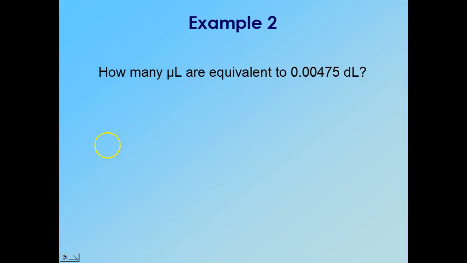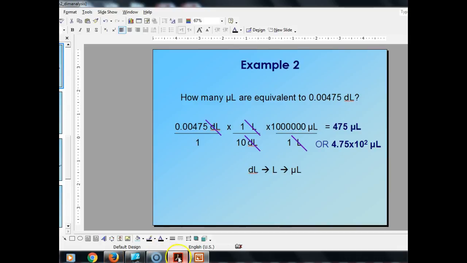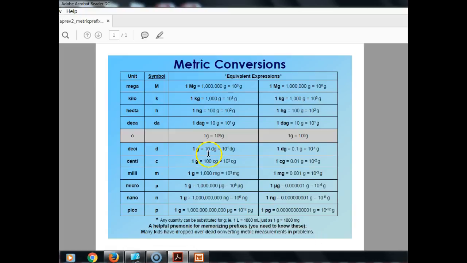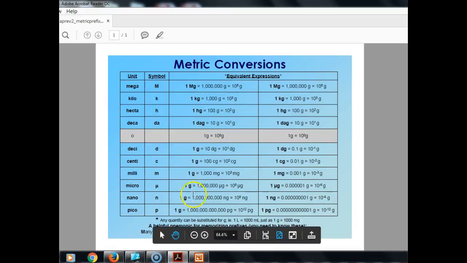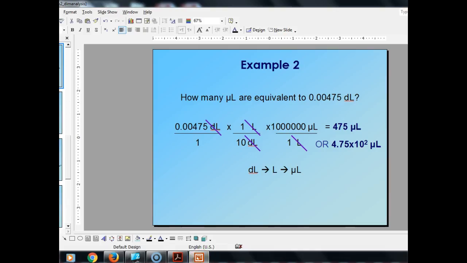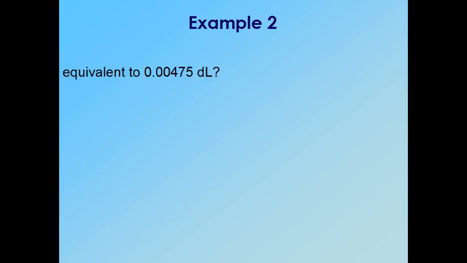Now, according to the chart that I just showed you, I'm going to show this one up front for a second, but if you take a look at this chart, you're going to see that there's 1 gram equal to 10 decigrams, so 1 liter is equal to 10 deciliters. And then with micro, 1 gram is equal to 1 million micrograms, so 1 liter would be equal to 1 million microliters. Both of the prefixes have in common the base unit, grams on this chart, but liters for our problem. So we're going to need 2 steps to solve this problem.